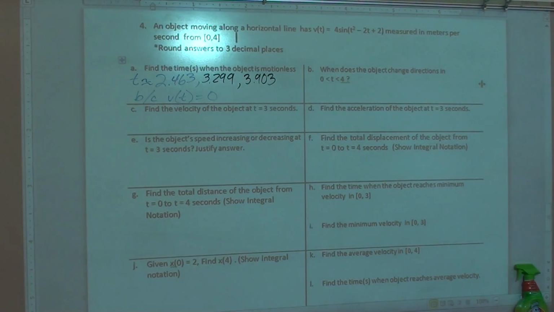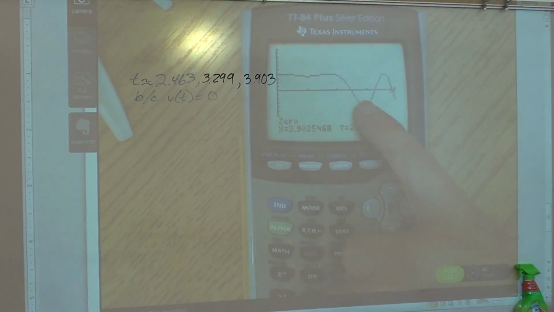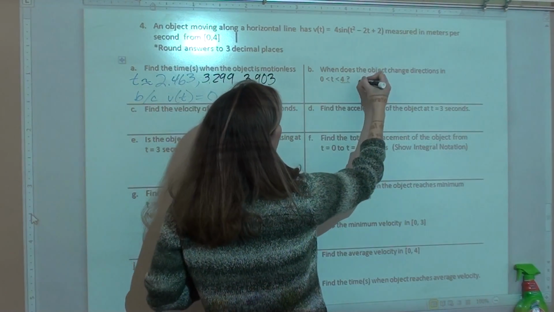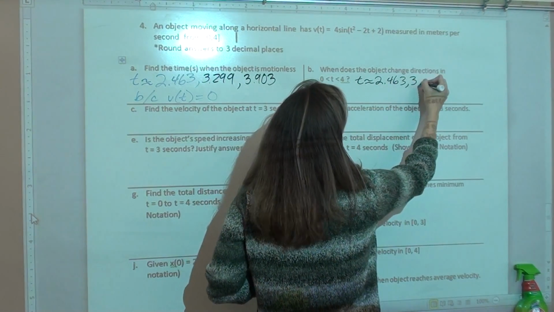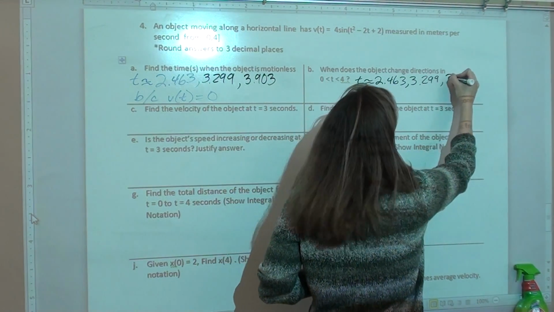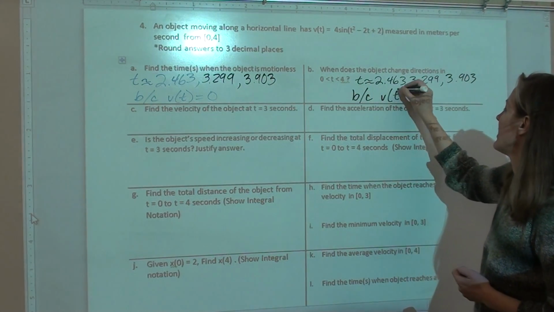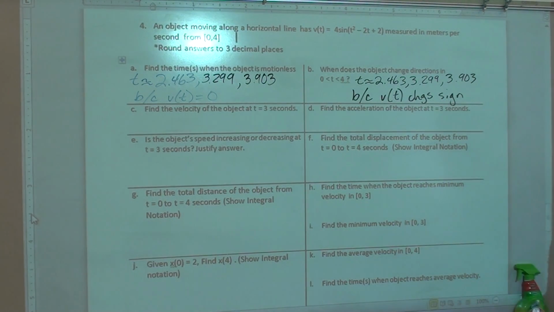So if we were to look at our graph, the velocity is positive, negative, positive, negative. Where is it changing sign? At those exact same points that we just found, right? So what you can do for this one is say, changes direction at t equals 2.463, 3.299, and 3.903, because the velocity changes sign at those 3 points.